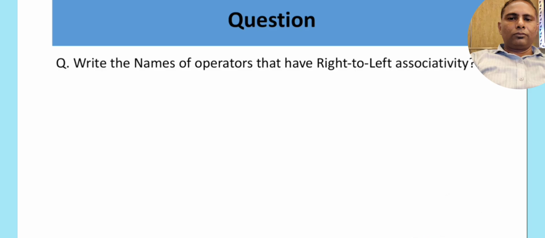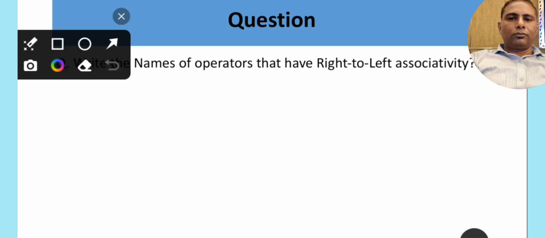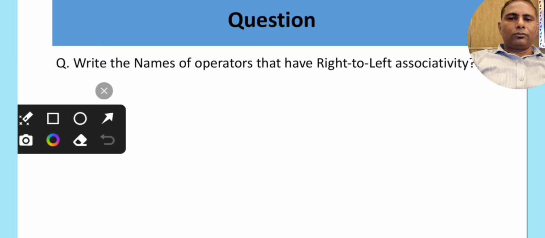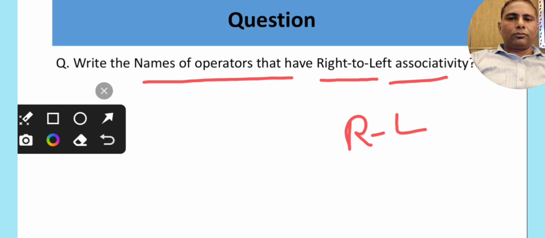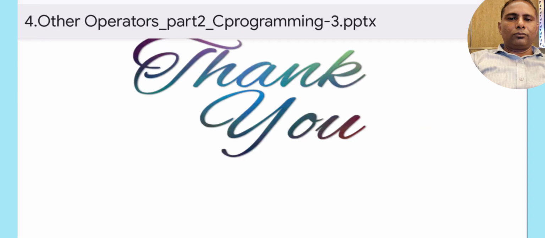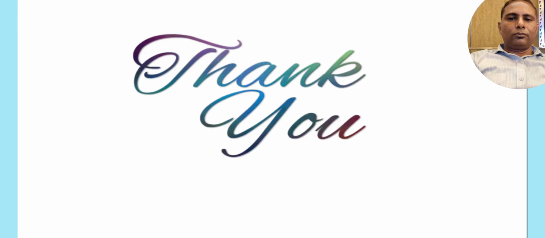Now you can answer one question: write the names of the operators that have associativity right to left. You can write in the comment box the names of the operators which have associativity from right to left.